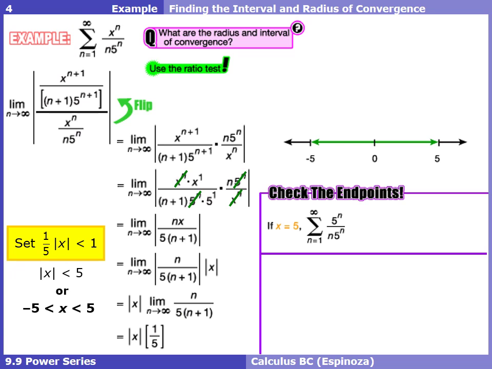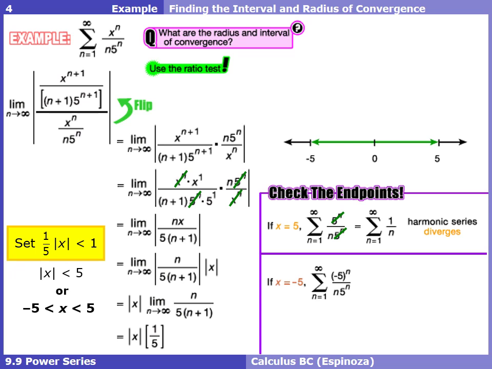When we plug in 5, we'll have 5 to the n over n times 5 to the n. And of course, we can simplify that to be just 1 over n. And for that we don't need any special test or anything to do. We know that's a harmonic series. And of course, that diverges. So we're not going to include the endpoint of 5. What happens when we look at -5?